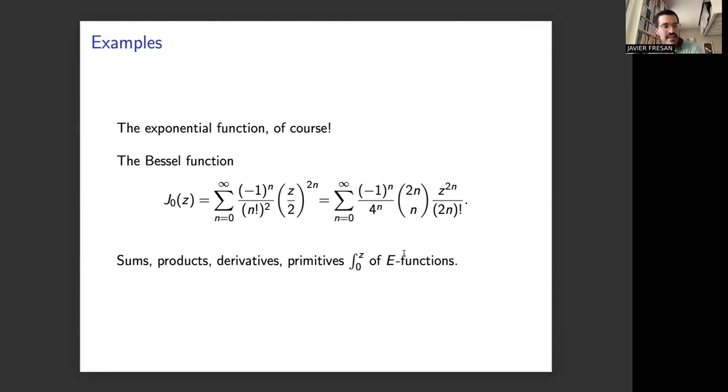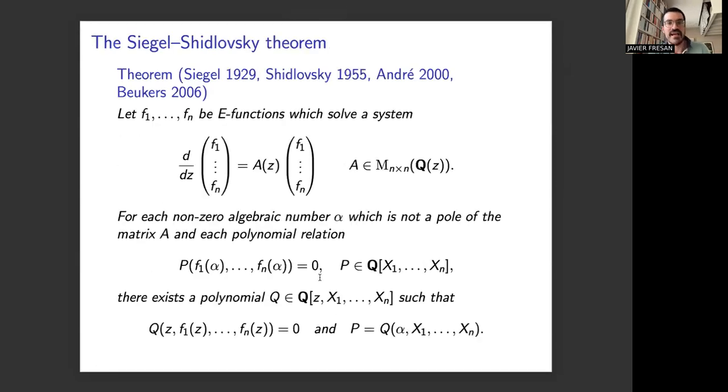And it's not too hard to prove from the definition that this class of functions is stable: there are sums, products, derivatives, and you can also take the primitive that vanishes at 0. So out of one example of an E function, you get many of them by doing these operations.